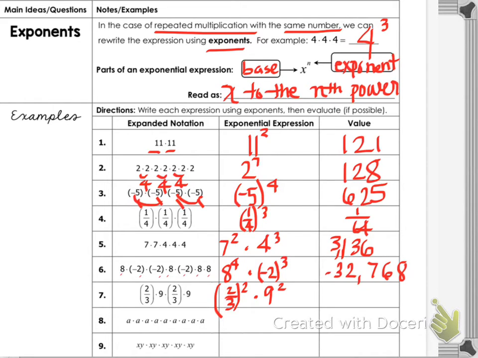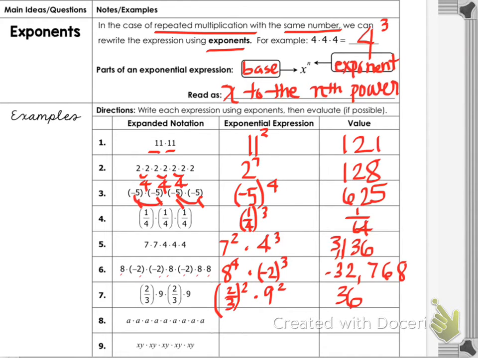So that's going to mean, for that fraction, 2 times 2, which is 4 in your numerator, and 3 times 3 is 9. So it's going to be 4/9 times 9 times 9, which is 81. When we do that, we're going to end up dividing and simplifying in the end to give us 36.